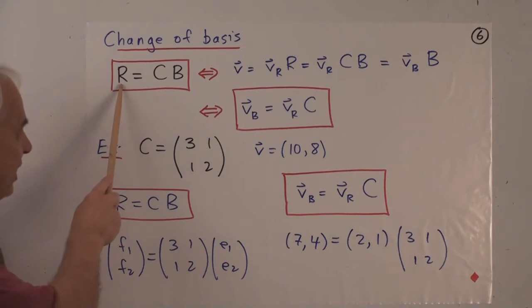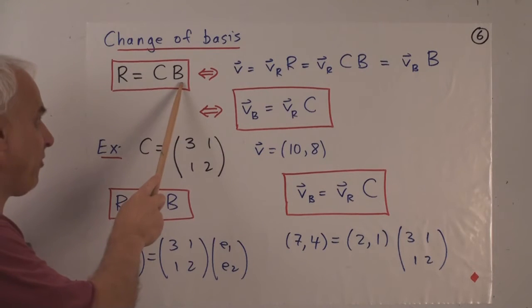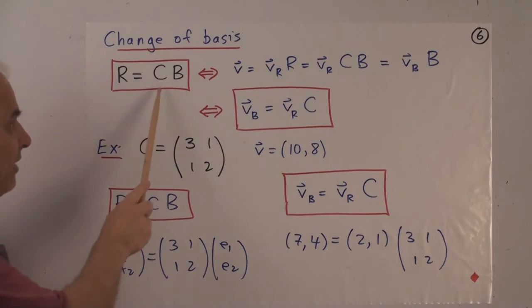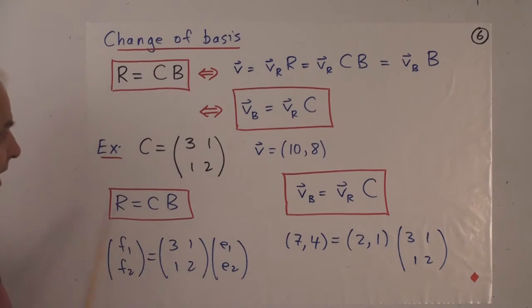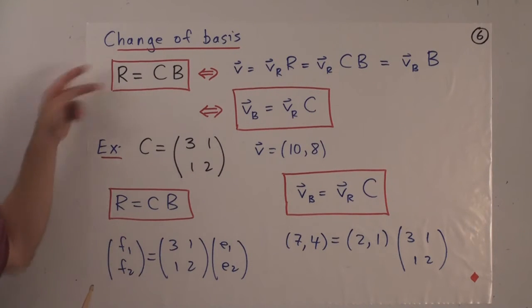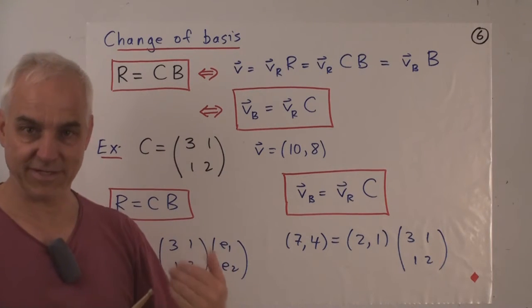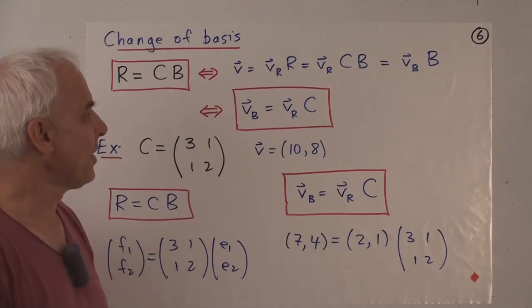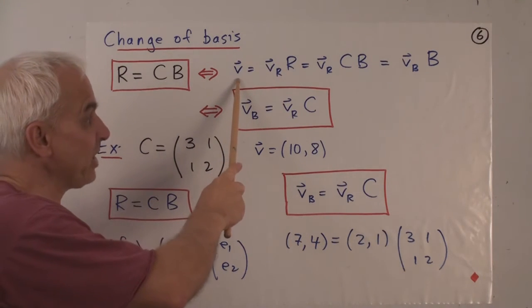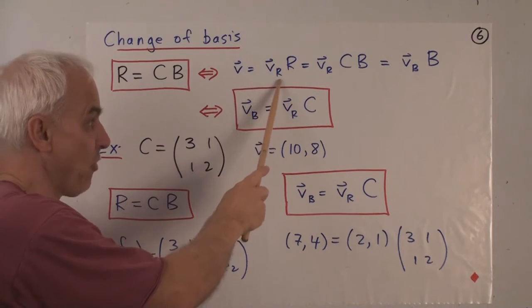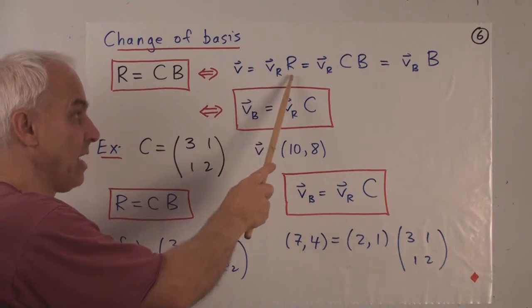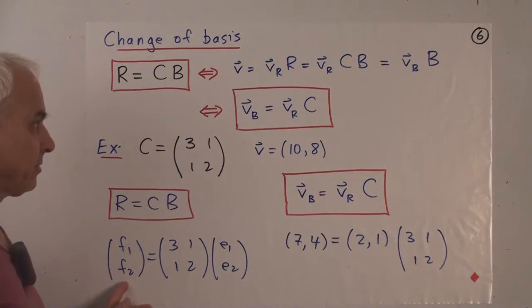So suppose we have a relation between Rachel's basis and Bob's basis expressed in matrix form involving some matrix C. In our example, C happens to be 3, 1, 1, 2. And I remind you that the relationship is that F1, F2 equals 3, 1, 1, 2 times E1, E2. That's the example that this is encoding. Now let's look at the two expressions that we derived on the previous slide for a general vector V. We saw that a general vector V can be expressed in terms of Rachel's system as a coefficient vector, V sub R, times the matrix R, this one here.